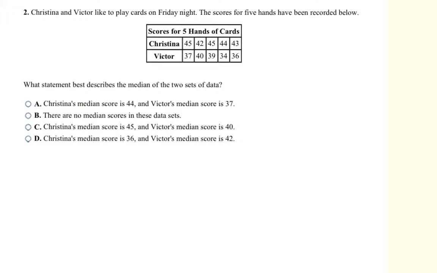This problem says Christina and Victor like to play cards on Friday night. The scores of 5 hands have been recorded below. What statement best describes the median of the two sets of data? In order to compare and contrast the two medians, you're going to have to find that median first. To find the median, that's the middle number, we need to put these numbers in order. So I'm going to go ahead and put Christina's 5 numbers in order here.